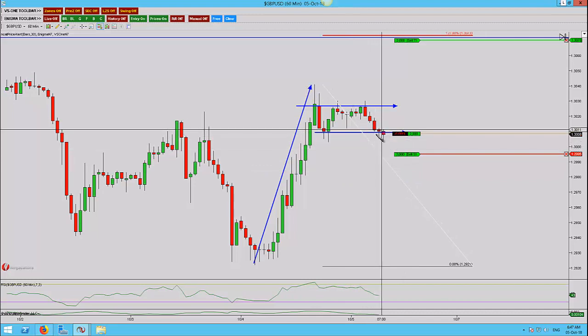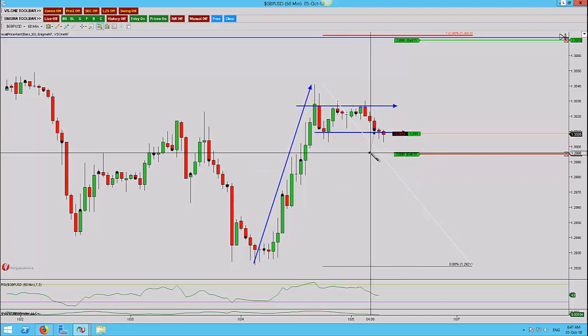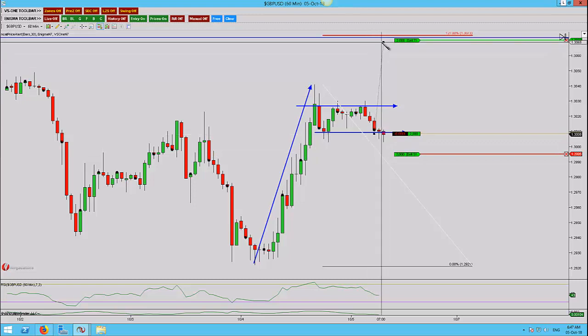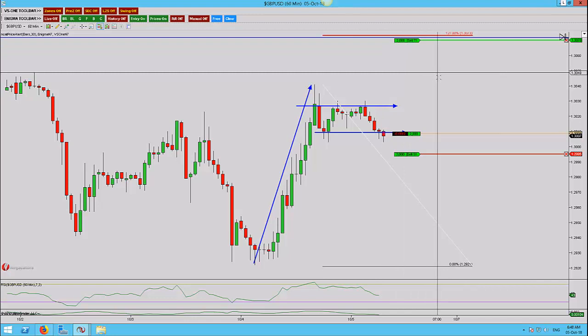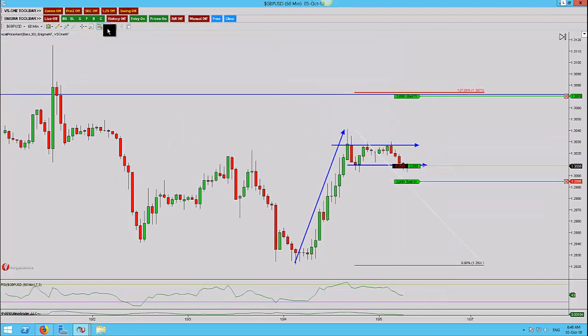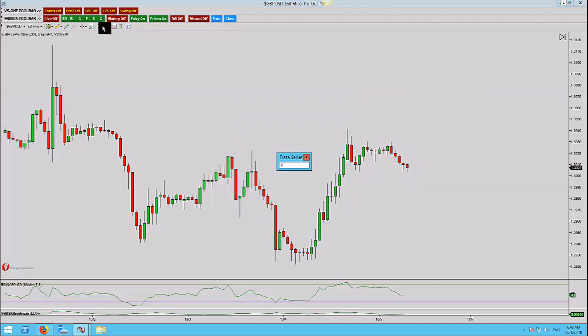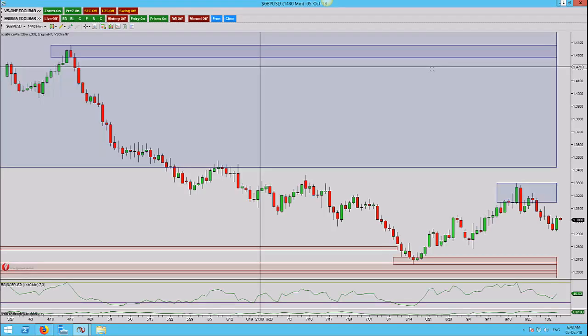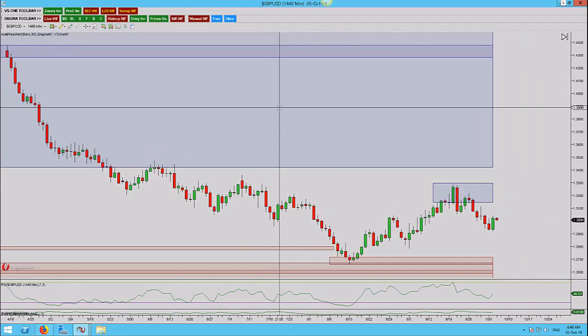Just before I do that, we're currently risking 13 pips for about 63, something like that. So let's remove these orders. Let's remove everything off, and as usual do our higher time frame analysis starting from the dailies.